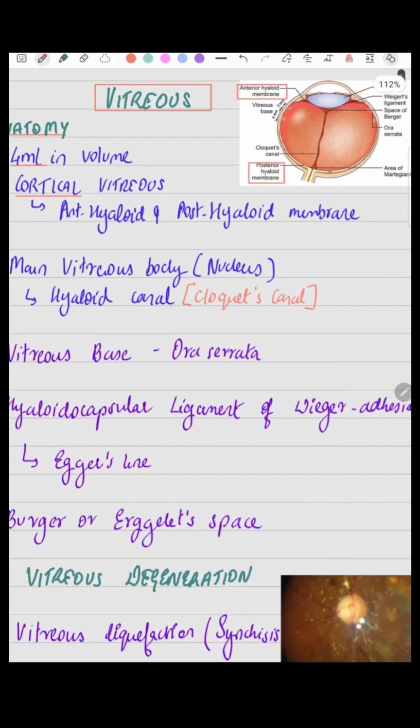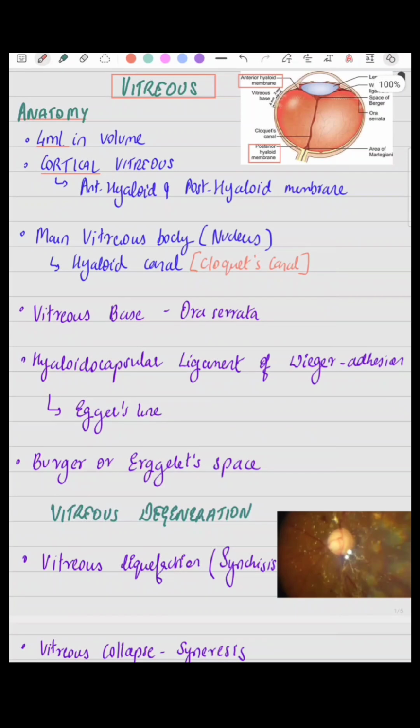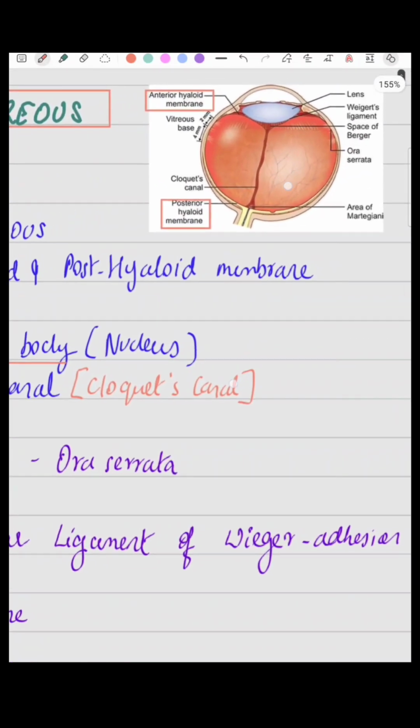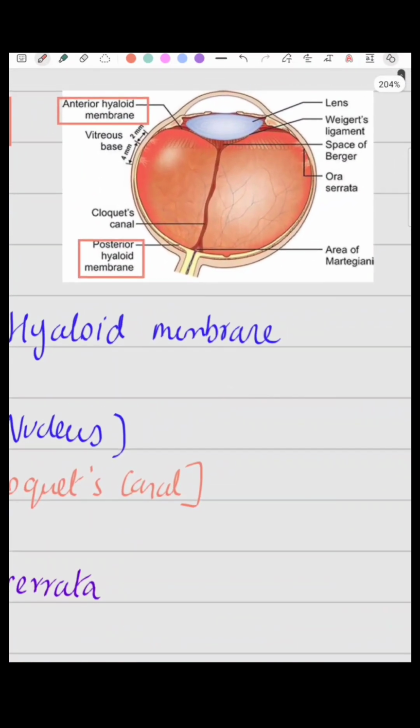Then there is the main vitreous body, known as the nucleus. Running down from the center of the vitreous body, from the optic disc to the posterior pole of the lens, is the hyaloid canal, also known as Cloquet's canal.